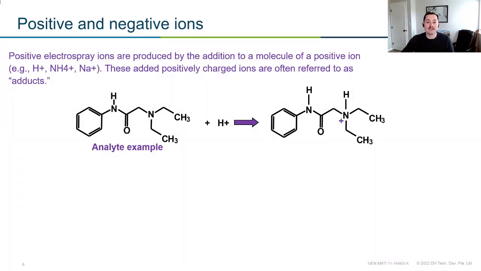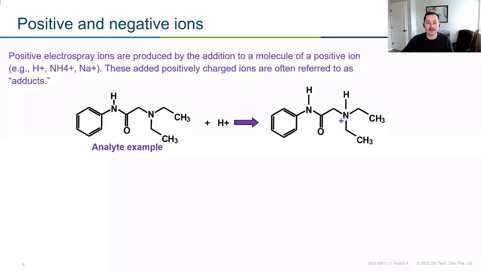And just put very simply, the difference between positive and negative would be, in positive mode, we're really adding something. So here we would be adding maybe an ammonium or a sodium, and we call these things adducts, or a plus H, which would be the most common adduct that you would observe. So in positive mode, we're adding something to our compound.